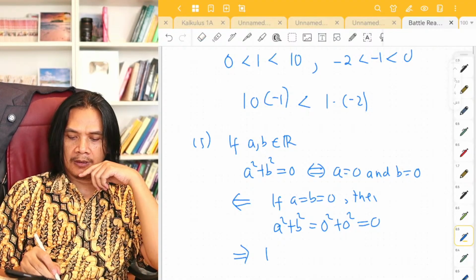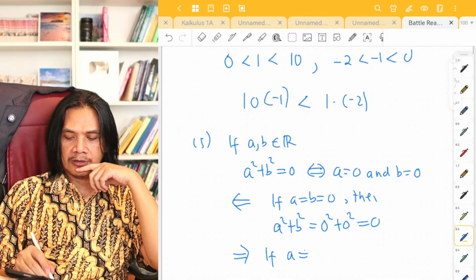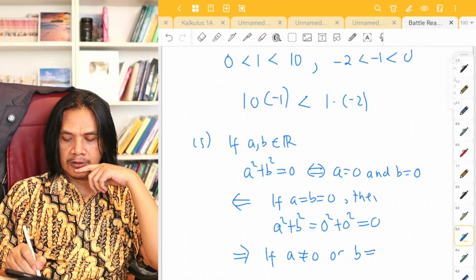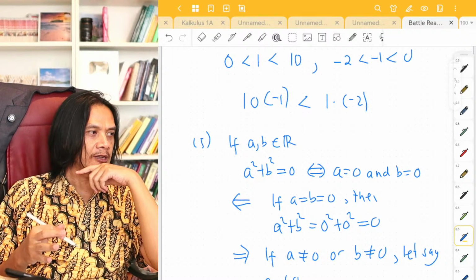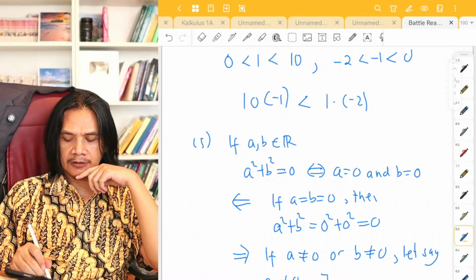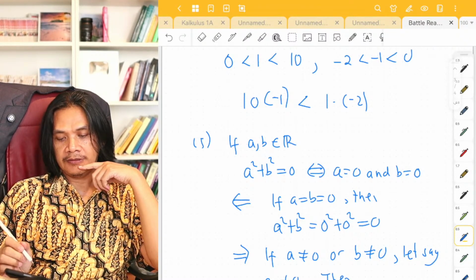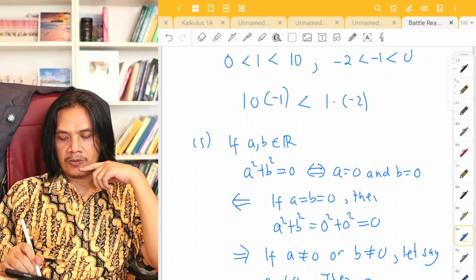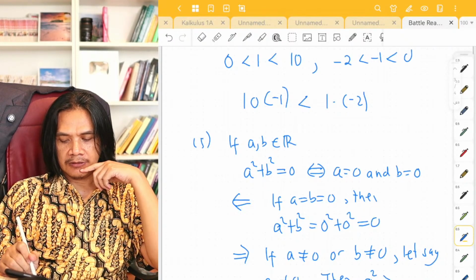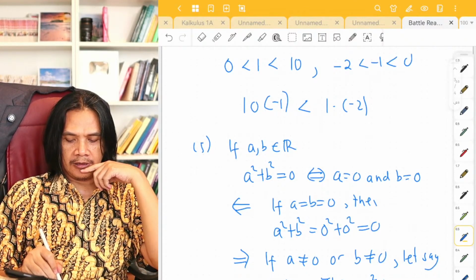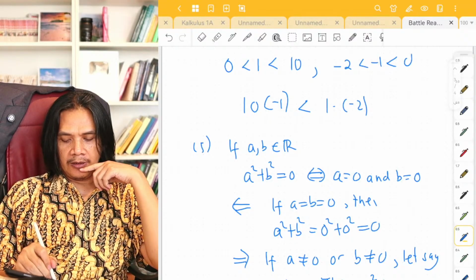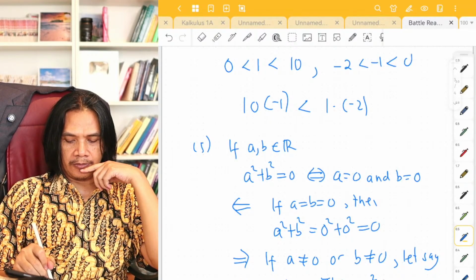So if A is not 0 or B is not 0, then A squared plus B squared is also not 0. Let's say A is not 0, without loss of generality. Then A squared will be positive. It follows that A squared plus B squared will be positive.